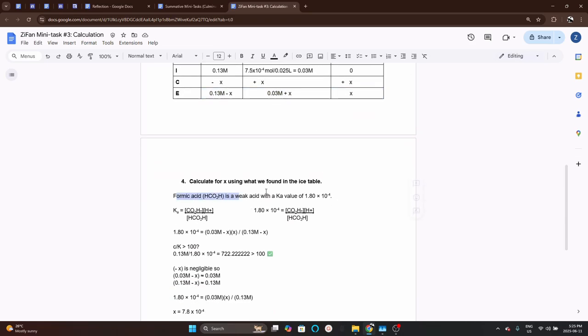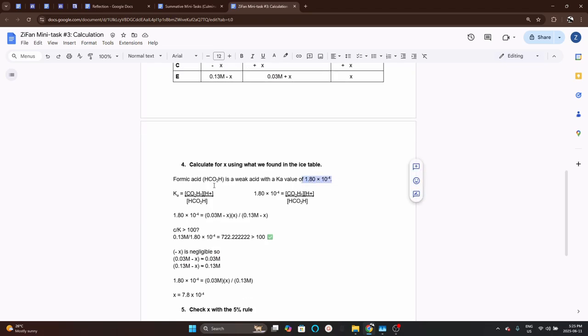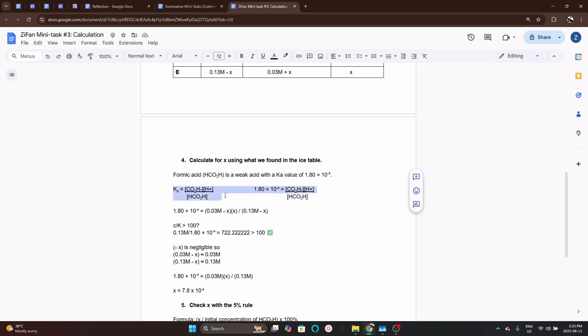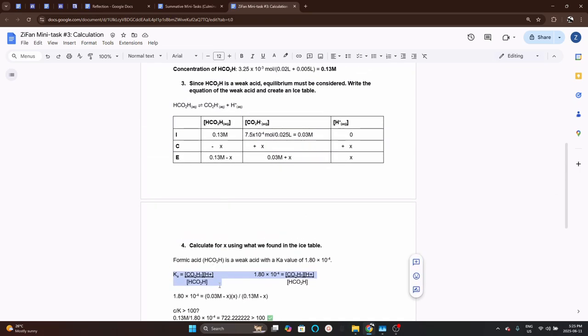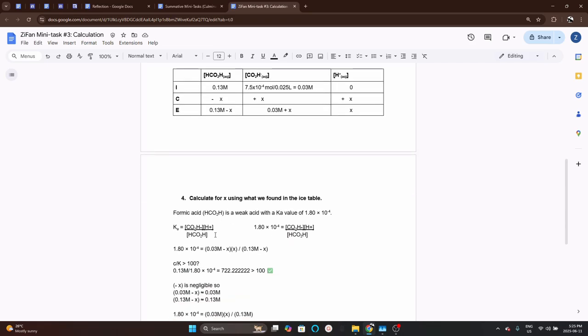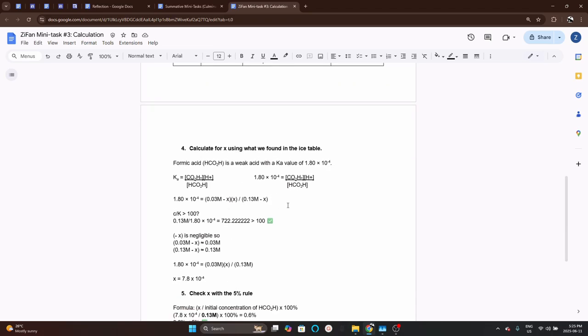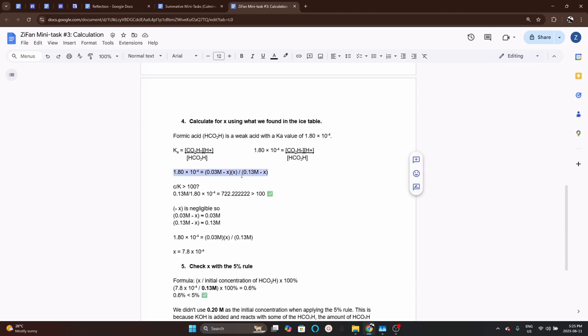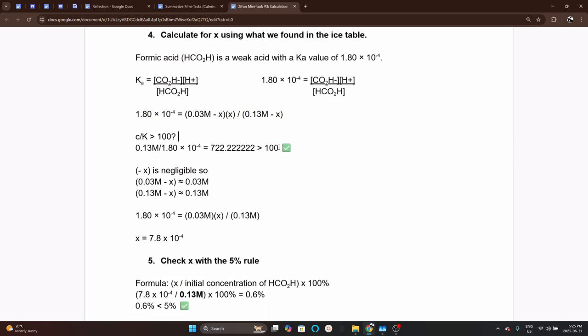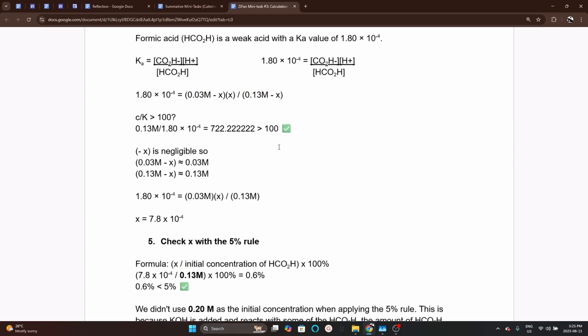Now, as we plug it in, first we know that the Ka value of formic acid, the weak acid, is 1.8 times 10 to the power negative 4. We just know that, it's given. So we will plug into this equation right here. Ka is simply the products multiplied together divided by the acid, and we'll get this equation right here. And so we plug in the values we got from the ice table, and we will have this equation. But that equation is not a perfect square, and it looks a little too complicated. So simply we just take the concentration divided by the Ka value.